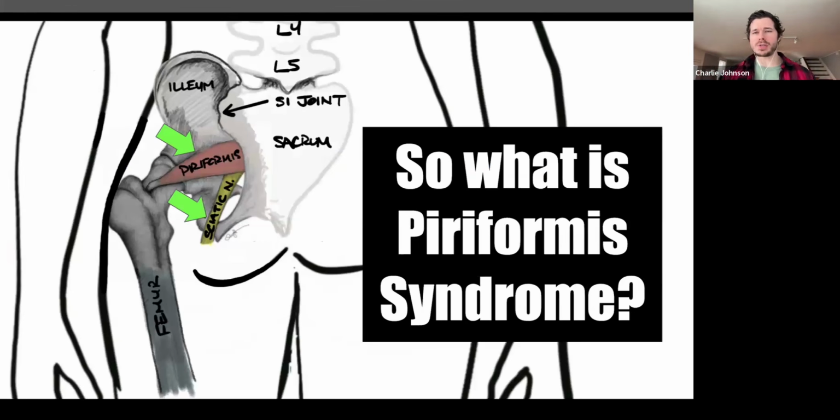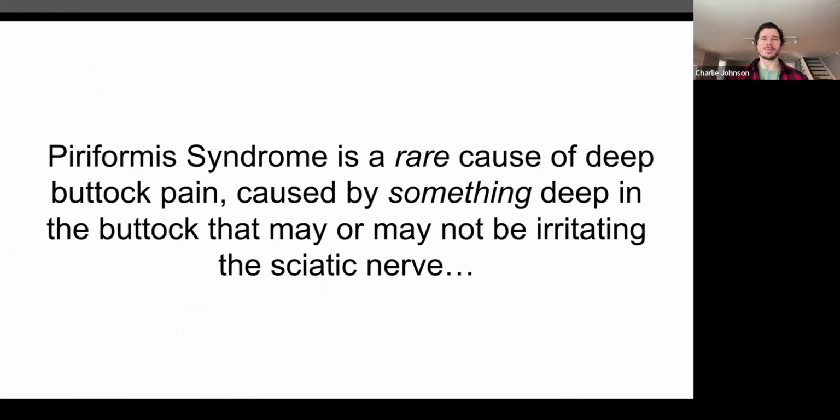Cool. So let me just redefine it here for you. What is it? Let's get clear on it. Piriformis syndrome, in my words, is a rare cause of deep buttock pain caused by something deep in the buttock that may or may not be irritating the sciatic nerve.